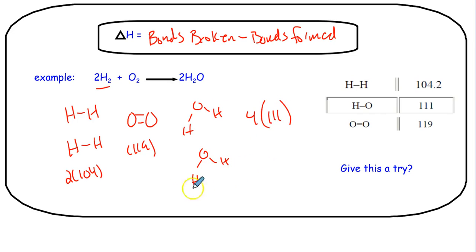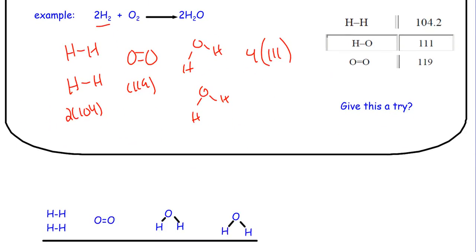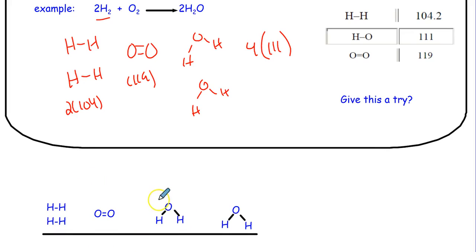Alright, so now we're going to take bonds broken minus bonds formed, and there's a picture of all the stuff we got. Let's add all these up. This would be 208 plus 119, which is 327. So I'm adding in 327 kilojoules of energy to break all the bonds.